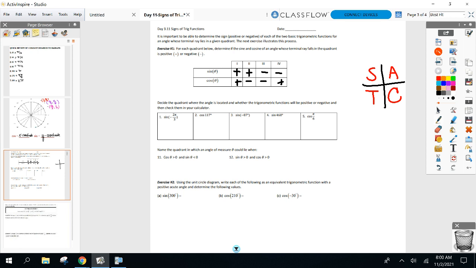T for, anybody remember SOHCAHTOA? What was T? Tangent. All right, we'll worry about that later on. But tangent is the only thing positive in the third, meaning sine and cosine have to be negative. And then the C means what's positive in the fourth? Cosine. All students take classes. Sine is positive in the second, cosine positive in the fourth.